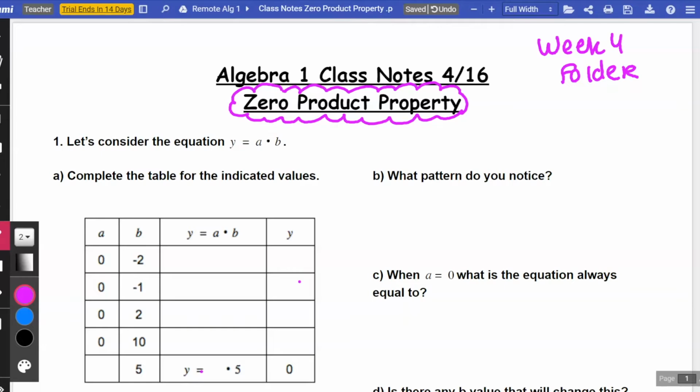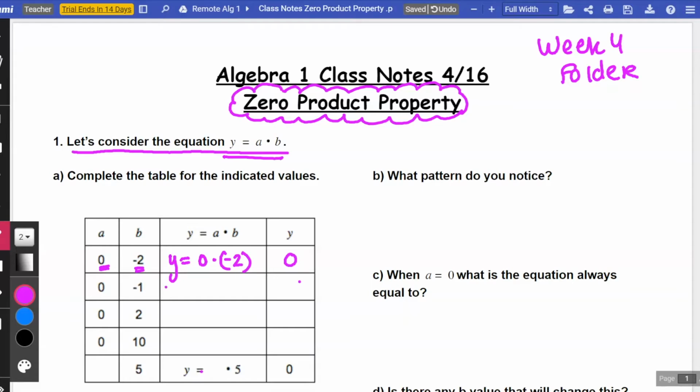The first thing we're going to do today is consider the equation y equals a times b, and complete this table for these indicated values. The very first values are for a, use 0, for b, -2. So y is equal to 0 times -2. What's 0 times -2? 0.